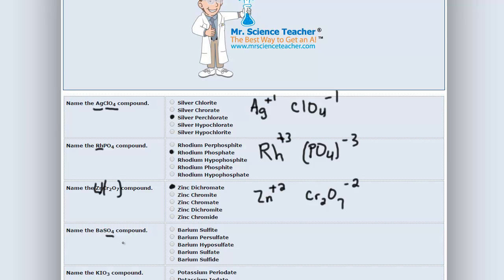Name the BaSO4 compound. SO4 is sulfate, and that is barium, so barium sulfate. The math equation on this, SO4, well, SO4 sulfate, that's a -2 charge. Barium is a +2 charge. +2 -2 equals 0. All right.